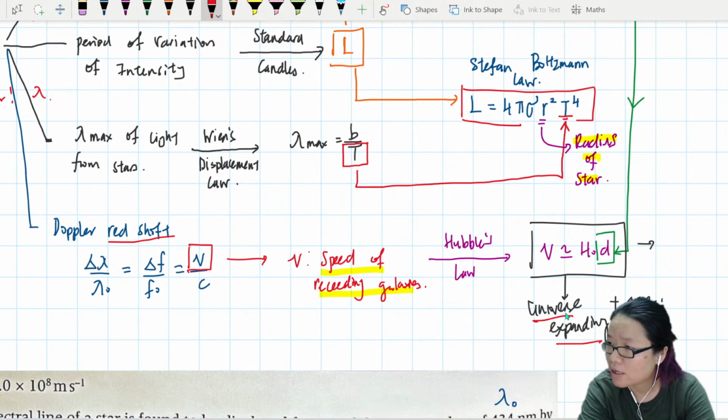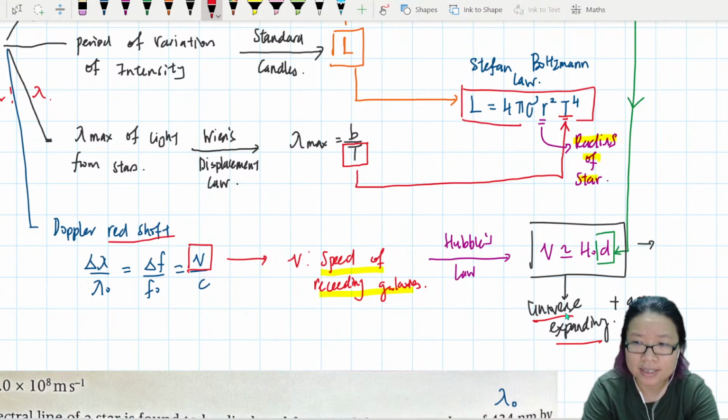Okay. Let's look at the chat. Does that mean the distance between the sun and other planets keeps increasing? Yes. The distance between all celestial objects keeps increasing over time.